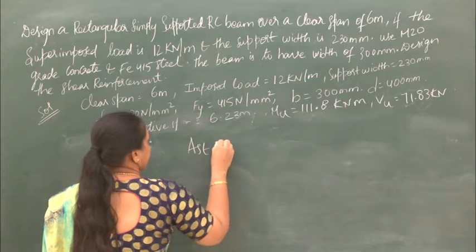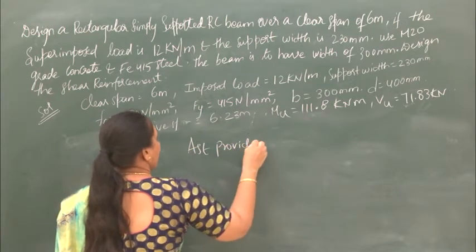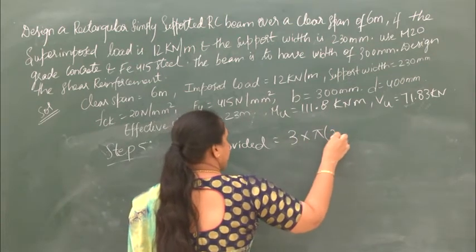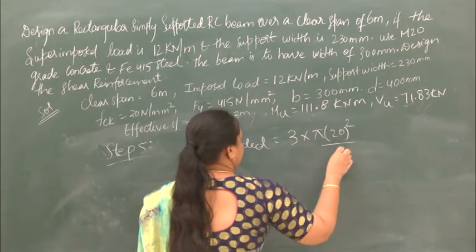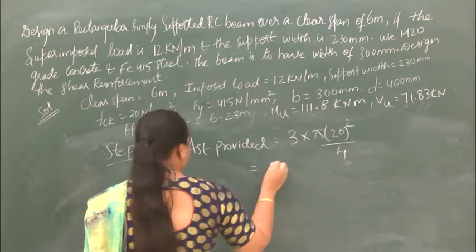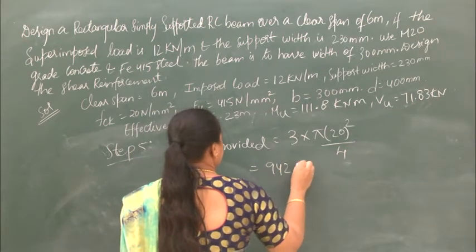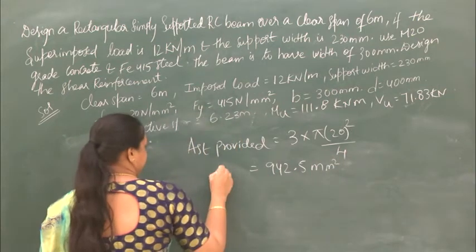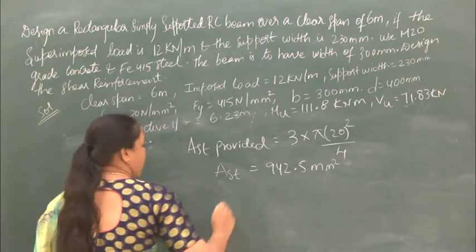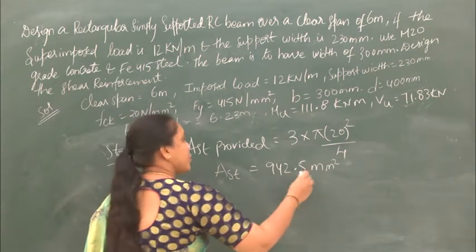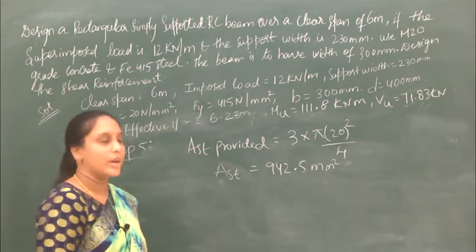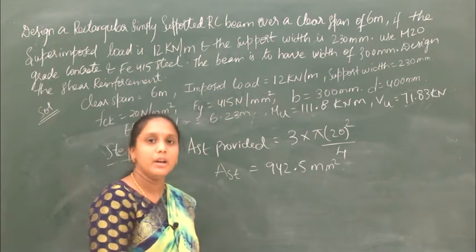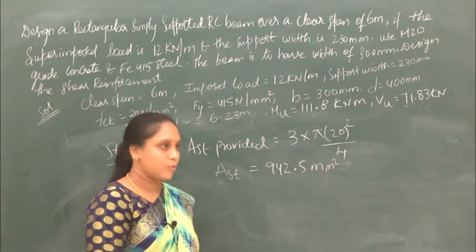So AST provided. How many number of bars have we provided? 3 bars, and the diameter of each bar is 20. It will give you 942.5 mm square. So the AST which we have provided is 942.5 mm square. So what you have to do? You have to check for the minimum and the maximum tension reinforcement.